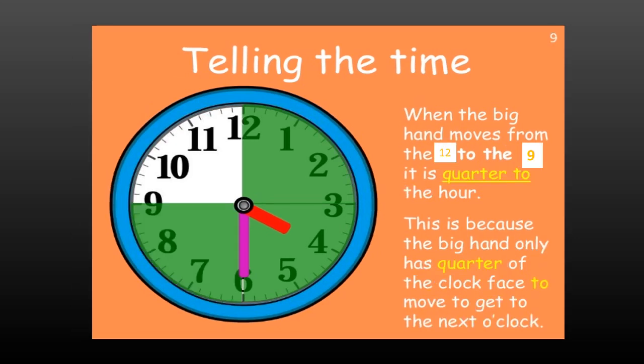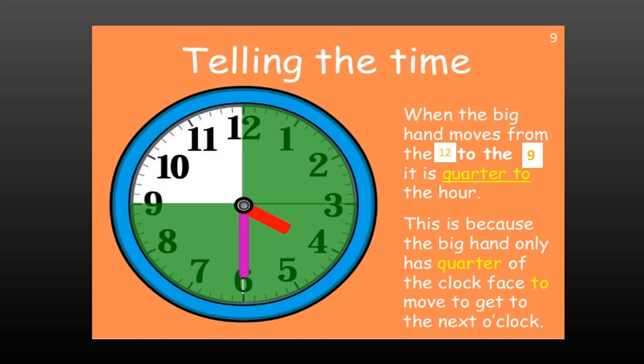Now what about if the big hand moves from the 12 to the 9? Here we call it quarter to the hour. For example, in this clock, if the long arm moves to the 9, it will be quarter to 5.